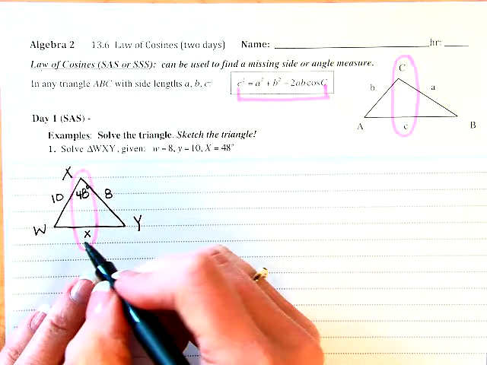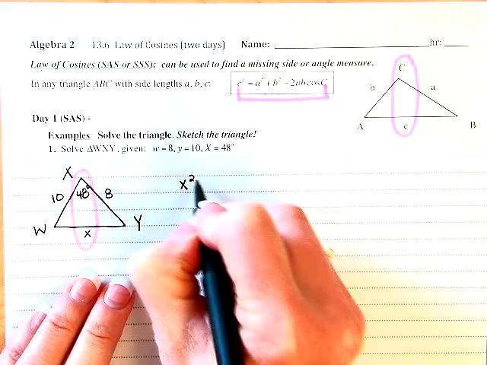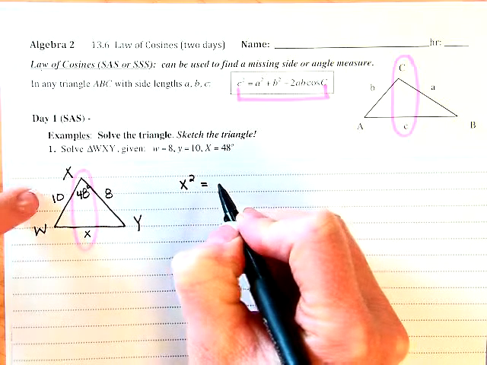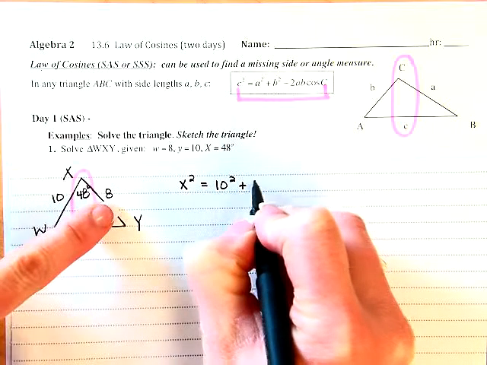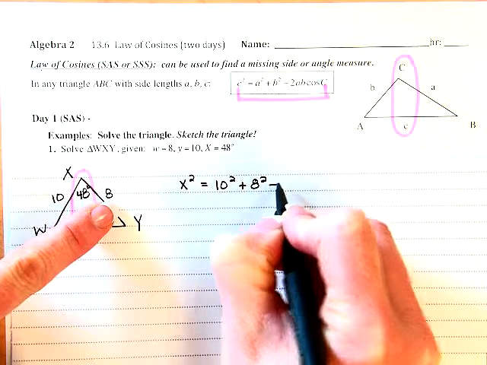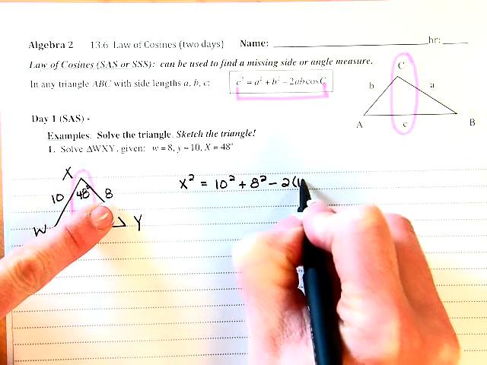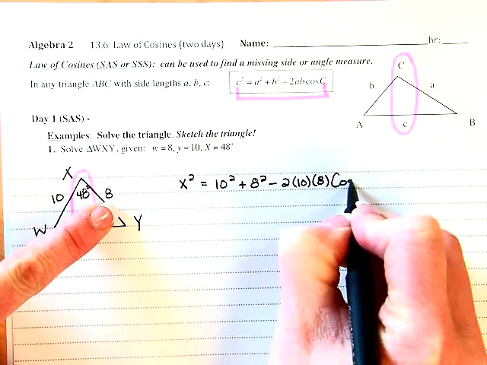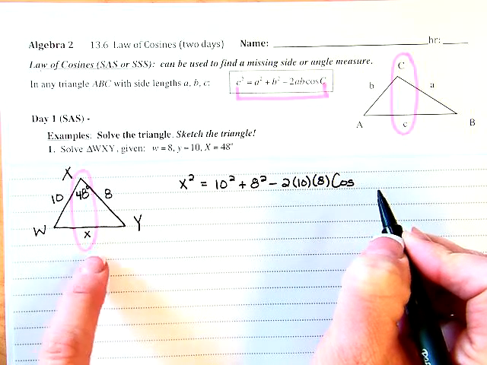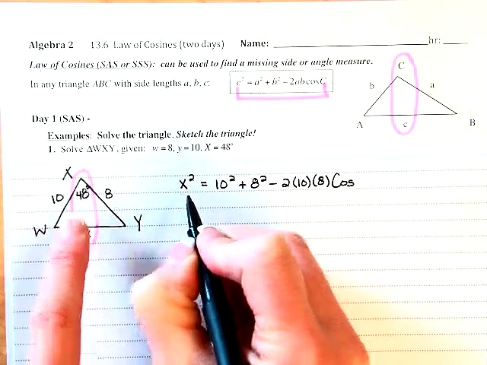We have x squared equals, then we just grab one of the sides. I'm just going to grab 10 squared plus 8 squared minus 2 times 10 times 8 times the cosine of the angle opposite of this little side here, which is 48.